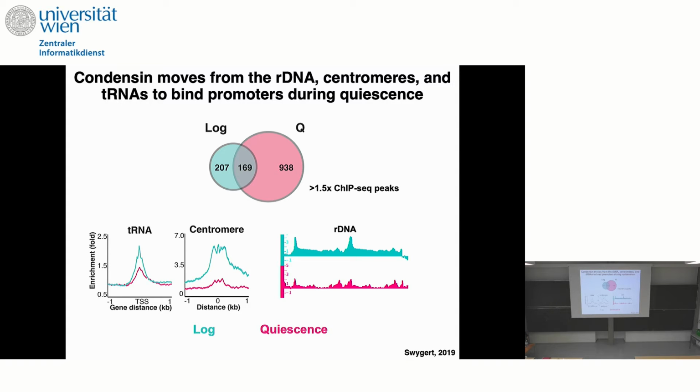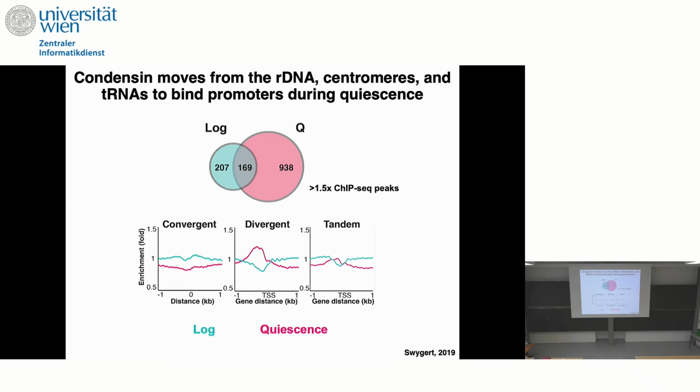If we go on and look more specifically at different locations where we see condensin, here I'm showing metaplots. We're looking at different regions, and what we see is that during quiescence, condensin moves from its normal locations at tRNA genes, centromeres, and the rDNA to bind upstream of coding gene promoters in quiescent cells. And so we see particular enrichment at divergently oriented coding genes.